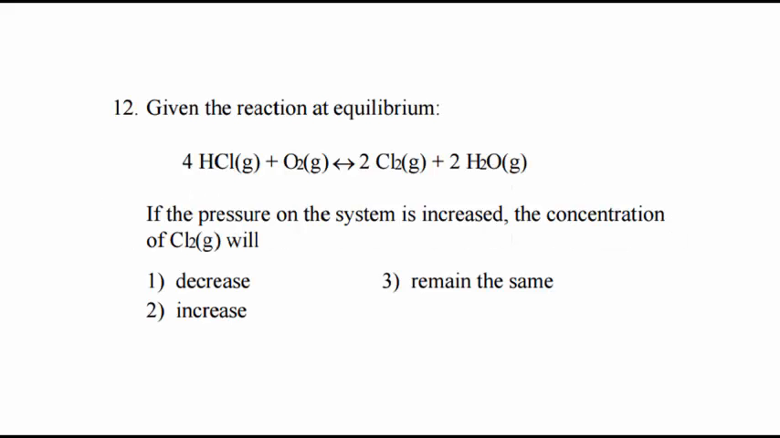Question 12. Given the reaction at equilibrium, if the pressure on the system is increased, the concentration of chlorine will. Okay, so we have to figure out how pressure is going to affect the system. That means we have to look at our particle number. 4, 1, for a total of 5. 2, 2, for a total of 4.